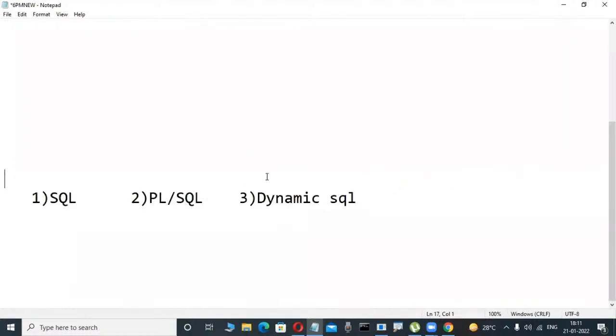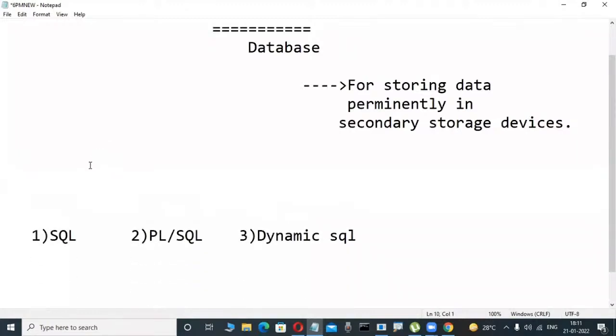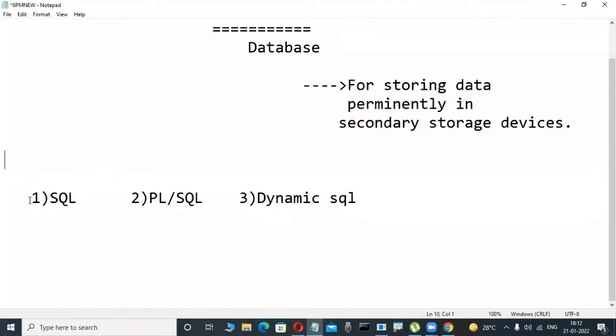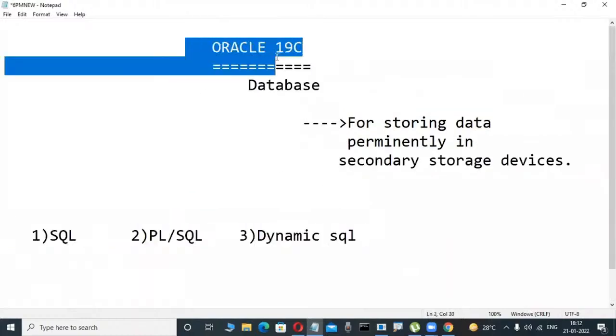That's why, as I said yesterday, if you want to operate this Oracle software, we use SQL, structured query language. Another language is PL/SQL, procedural language extension for SQL. Another language is dynamic SQL. Through these three languages, we are operating this Oracle software in your companies.